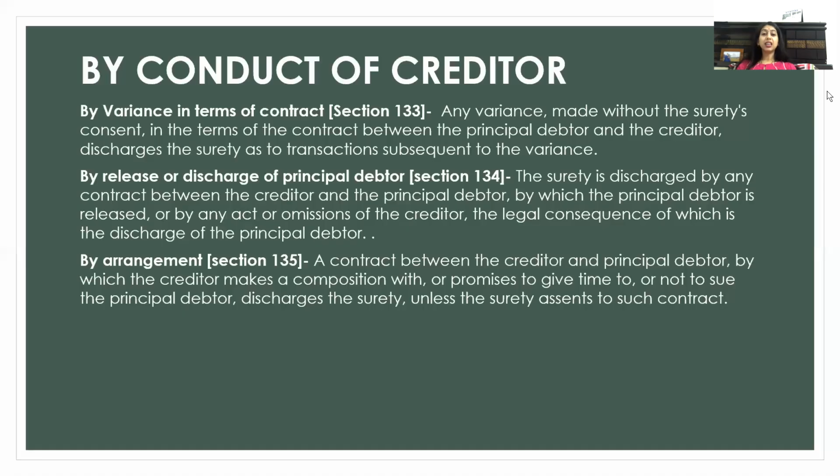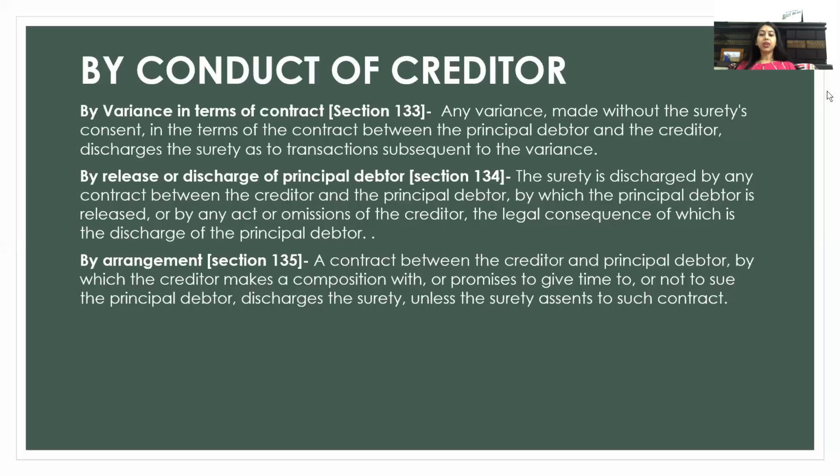Or there is any kind of omission by the creditor, means any kind of mistake or any legal formality which is to be done by the creditor and the creditor hasn't done it. So the legal consequences of that omission will also discharge the principal debtor. So in all, if the principal debtor is discharged, the discharge of the principal debtor will lead to the discharge of surety also. Next one is section 135, by arrangement.